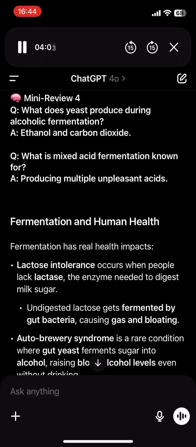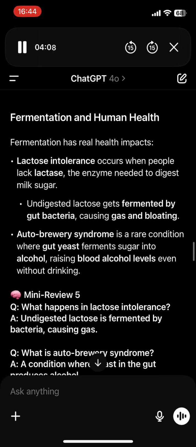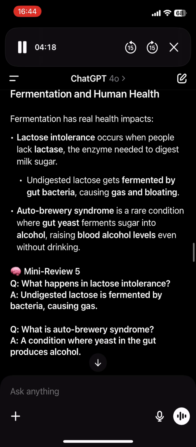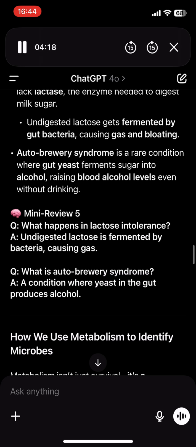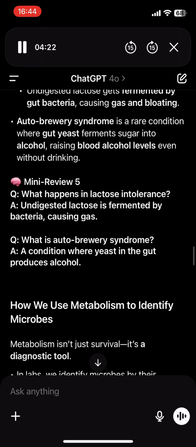Fermentation and human health. Fermentation has real health impacts. Lactose intolerance occurs when people lack lactase, the enzyme needed to digest milk sugar. Undigested lactose gets fermented by gut bacteria, causing gas and bloating. Autobrewery syndrome is a rare condition where gut yeast ferments sugar into alcohol, raising blood alcohol levels even without drinking.